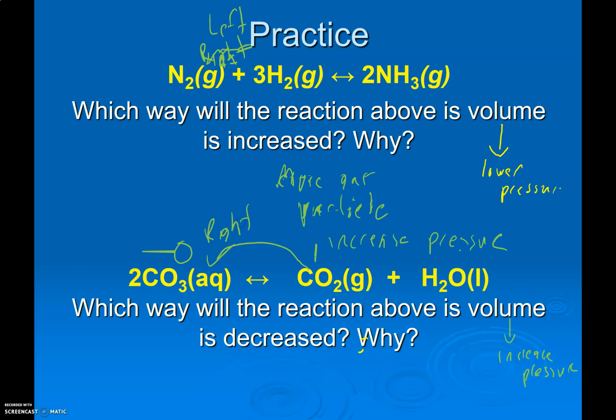Again, because this side has no gas particles, that will decrease the pressure back to equilibrium. So what's the summary? This is sort of the big idea. If you lower the pressure, you want to shift towards the side that has more gas particles to increase the pressure. So I would write that down. If you need to rewind, rewind. If you raise the pressure, you want to shift to the side that has fewer moles of gas to lower the pressure back.